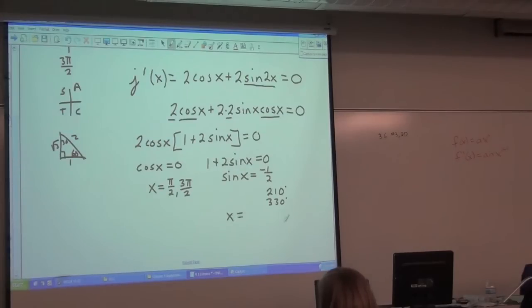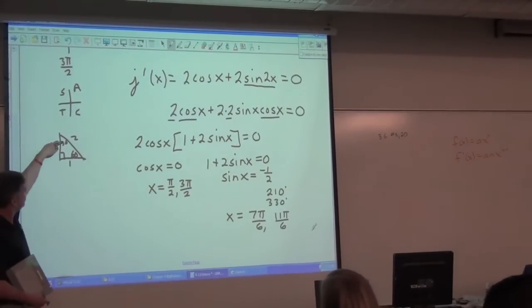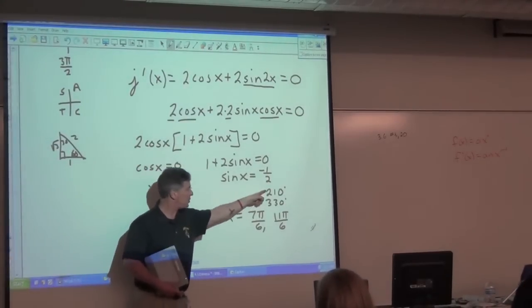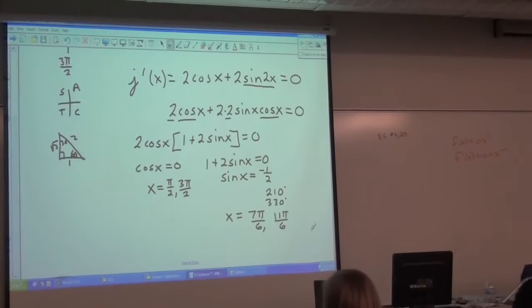So in radians, you could multiply 210 by pi over 180, right? Or think, whenever you're at 30, it's over 6. 30 goes into 210 7 times, into 180 6 times, and 30 goes into 330 11 times. So when your reference angle is 30, it should be over 6 because 180 divided by 30 is 6. And then you just figure out how many times 30 goes into these to get the numbers. Wow, so we've got 4 critical numbers that we need to test.